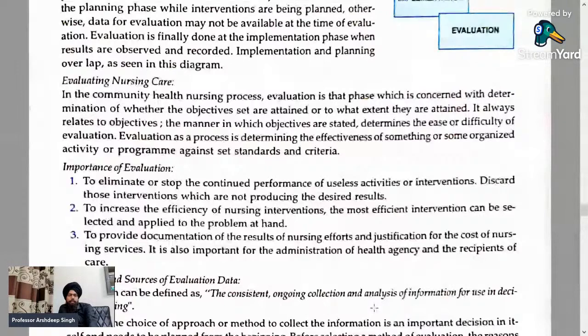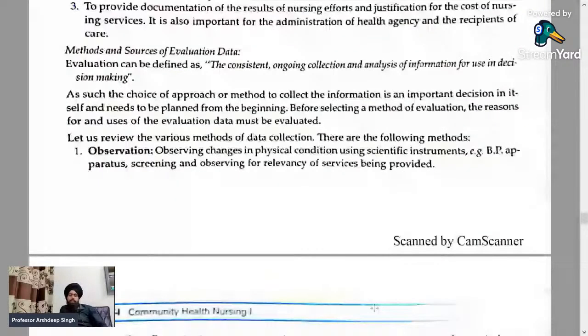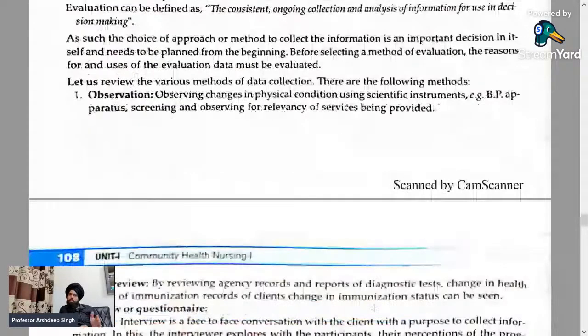Next is, what are the methods and sources of evaluation? How would you evaluate what you were expecting and what you are getting? So these are some of the same techniques that we use during the data collection. First is observation. You will observe what you expected and what you are getting now.